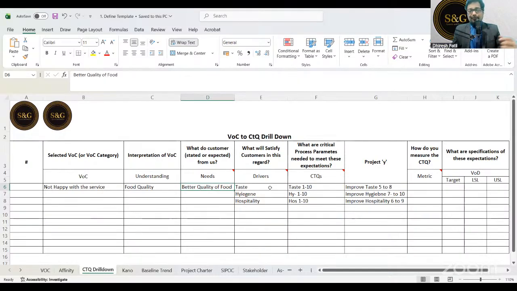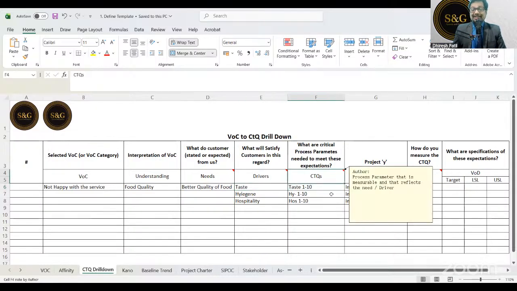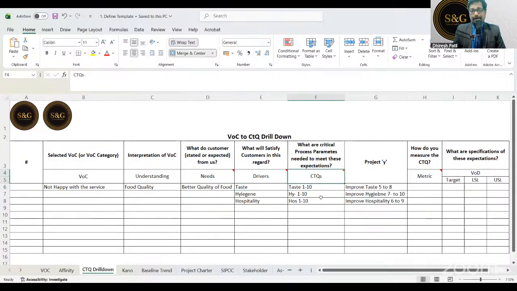And what are the drivers? Taste, hygiene, hospitality. These are the drivers. What are the CTQs? Critical to quality attributes. So taste, again, CTQs have to be measurable. Understand it, this is a very, very important insight. All the CTQs have to be measurable. Taste, measure it on a scale of 1 to 10. Hygiene, measure it. Hospitality, measure it on a scale of 1 to 10.